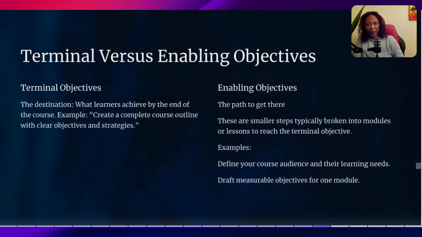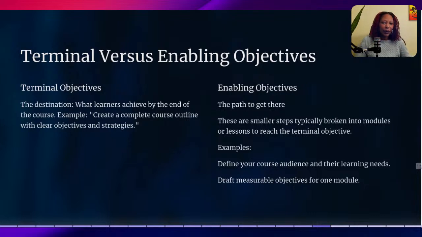On the other hand, there are enabling objectives. So these are those stepping stones, the smaller ones, the actionable steps that are going to guide them ultimately to that terminal objective. So you can really use that to break the journey down into manageable pieces and ensure that each lesson builds on the last one that was done. Now, let's say your terminal objective is to help people create a fully functional online course. That's the end goal. By the way, that is the end goal for what we're doing.